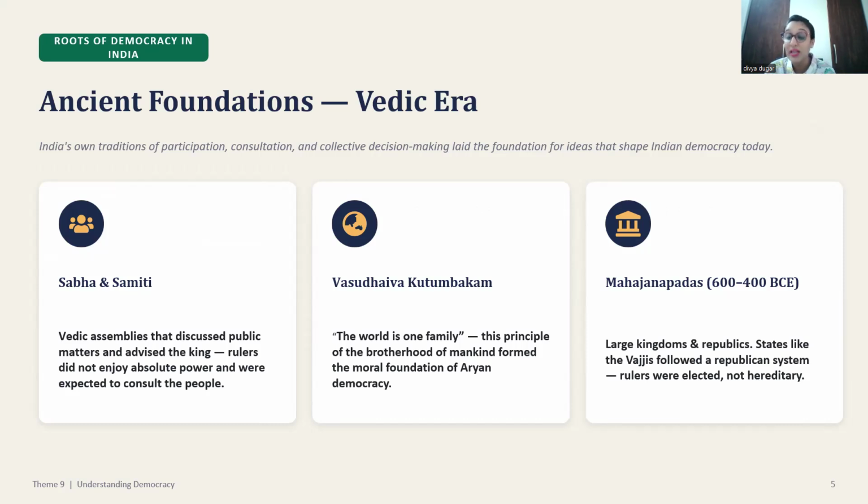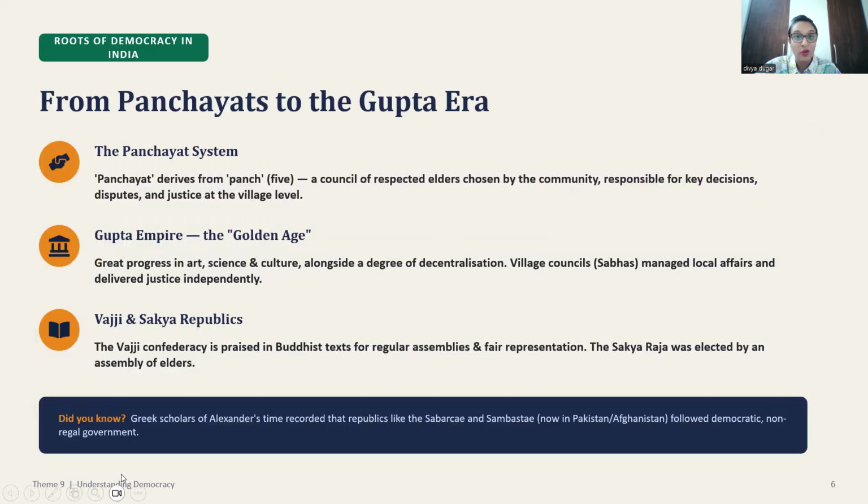And if we speak about Mahajanapadas, students, there were some large kingdoms where the rulers were elected, they were not hereditary. It was not like the father is ruling, then afterwards the son will rule. In the Mahajanapadas it was not happening like that. All the rulers were elected, they were not hereditary. So these were all examples of the roots of democracy. Now we go to the next slide.